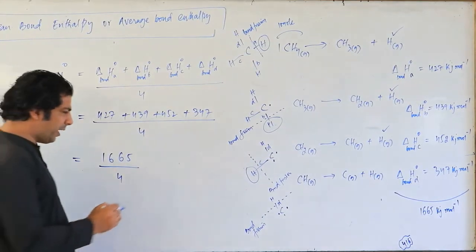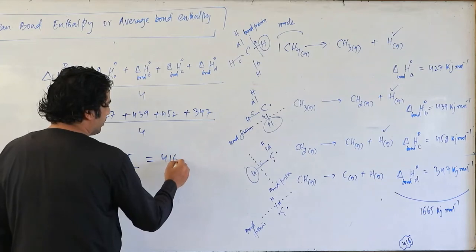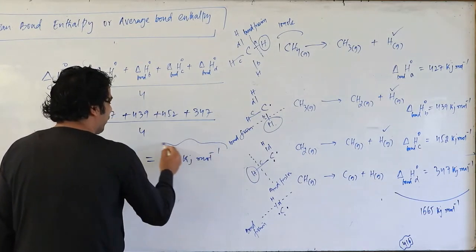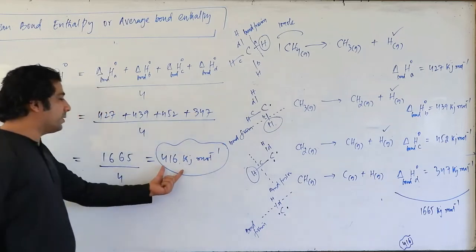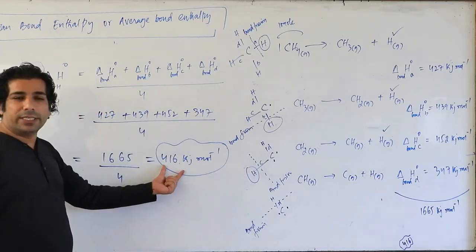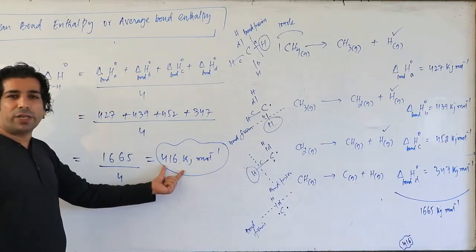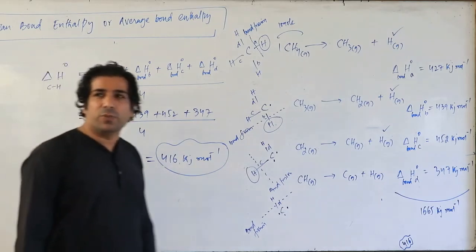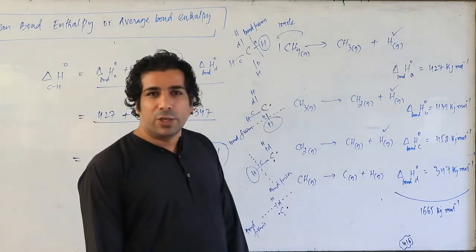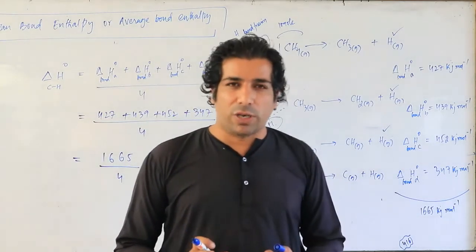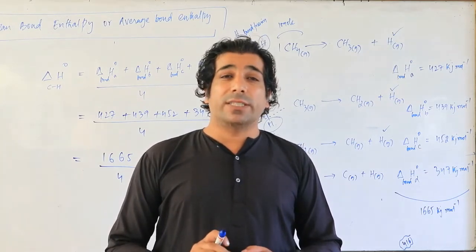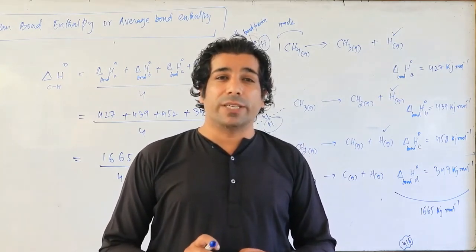And finally your value will be 416 kilojoules per mole. So my dear friends, this 416 kilojoules per mole is nothing but the average bond enthalpy of which bond? The C-H bond in CH4 molecule. Please remember that. So for every C-H bond on average we require 416 kilojoules of energy to break it.